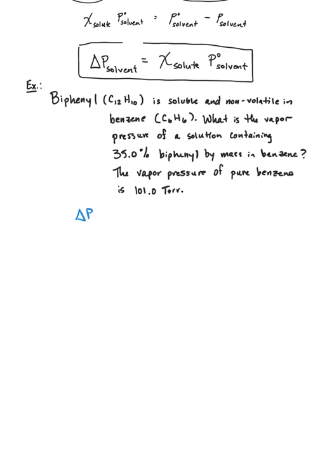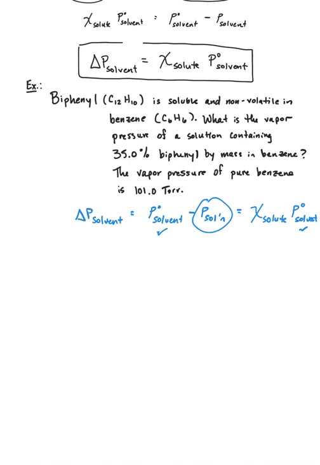Well, in order to solve for this new vapor pressure, we're going to have to calculate a change in vapor pressure for our solvent, which is equal to our pure solvent's vapor pressure, that 101 torr, minus the vapor pressure of our solvent in solution, and that's given as the mole fraction of our solute multiplied by the vapor pressure of our pure solvent. So I know this and I know this. I'd like to find the new vapor pressure of our solution. So we're going to need to know the mole fraction of our solute.